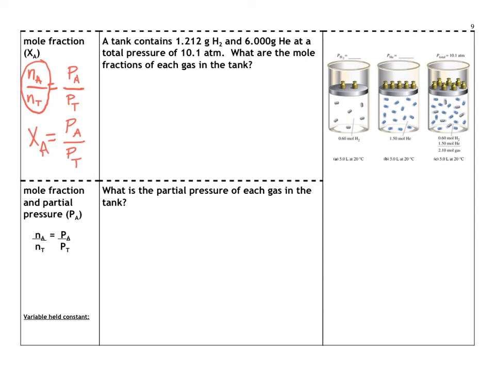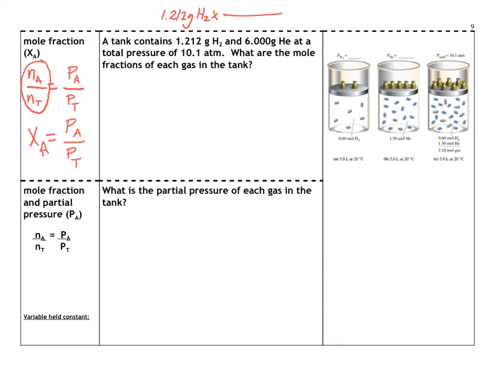So let's go ahead and take this problem and solve it. We're first looking at taking 1.212 grams of hydrogen and converting it into moles. Because here you have grams of hydrogen and grams of helium with a total pressure of 10.1 atm. So they're linking the masses, or the moles in this case, to pressure.